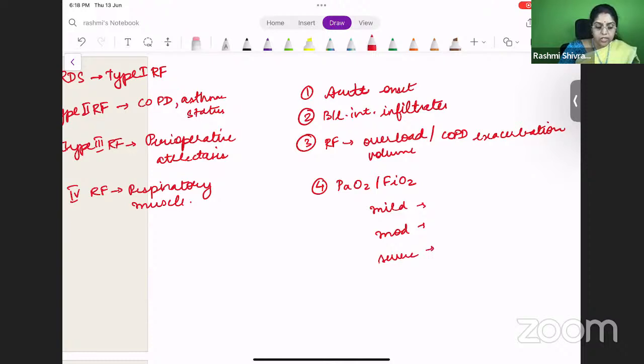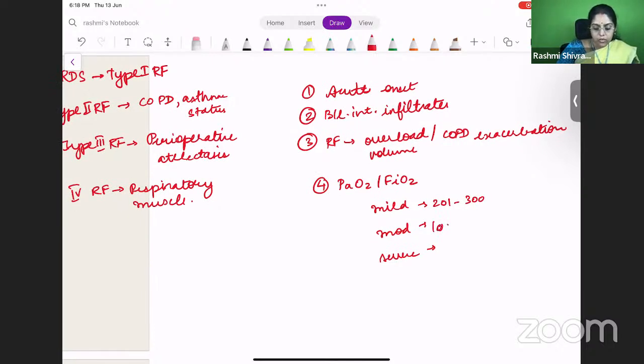So when do you say it is mild? When do you say it is moderate? When do you say it is severe? Mild is between 201 and 300 millimeters mercury. Moderate is 100 to 200 millimeters mercury. And severe is less than or equal to 100 millimeters mercury. That is when you say the patient has severe ARDS.